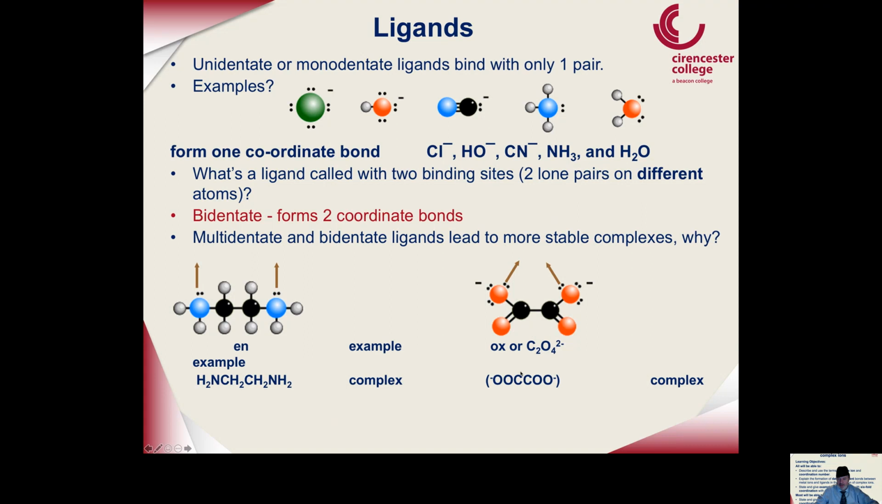Now we've got oxalate, which is ethanedioate, which has lots of oxygens in it, and we've got a lone pair on this oxygen, a lone pair on this one. Imagine this has come from ethanedioic acid, and it's lost its hydrogen on both carboxyl groups. And so we've got these lone pairs. These lone pairs can then stick to the transition metals.